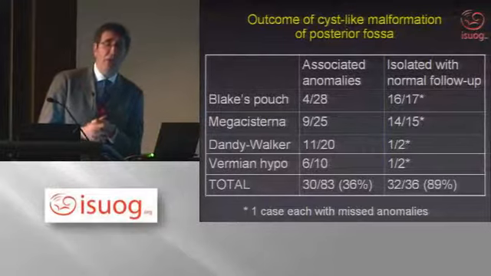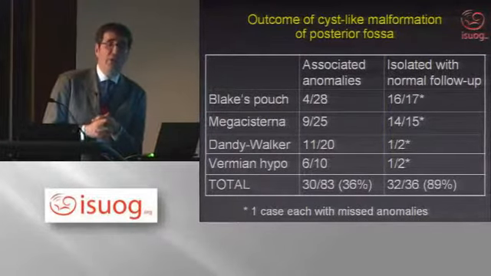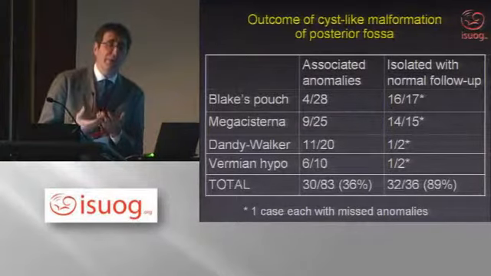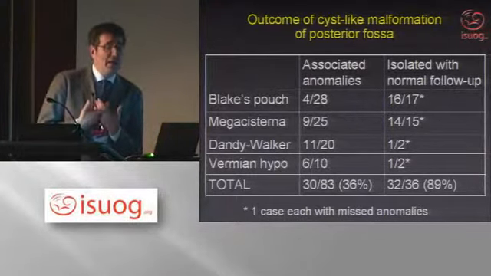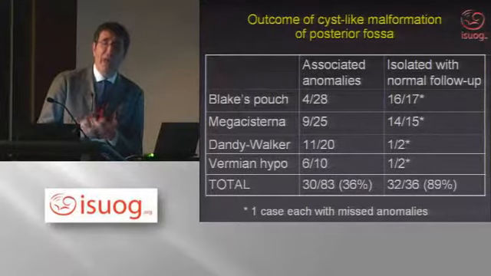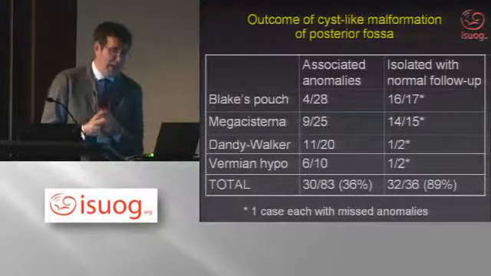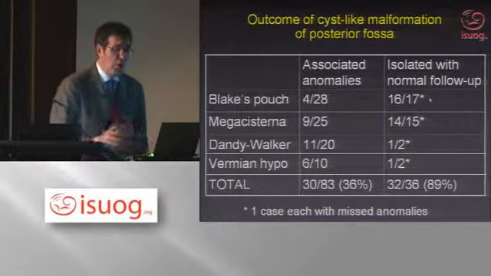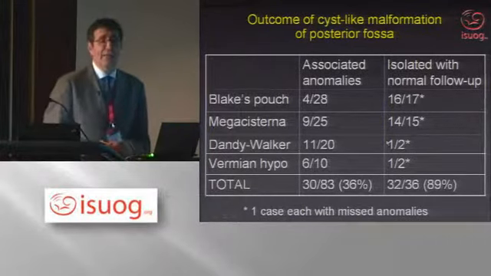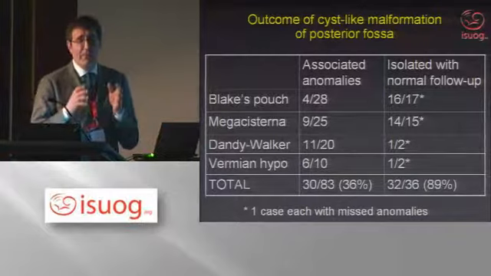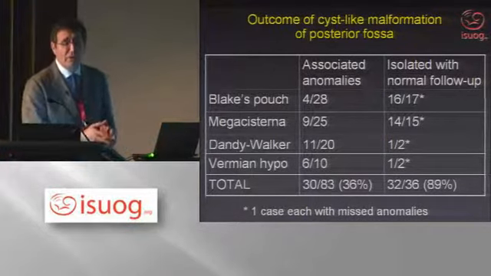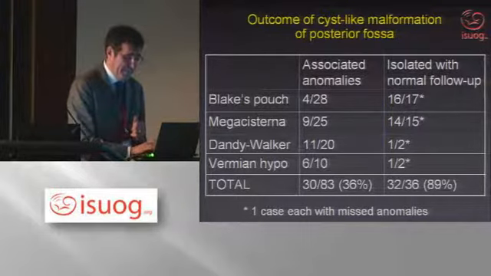And the infants that did not perform well were those in which there were problems that we could not spot antenatally. Because, of course, there is always the possibility that there is a complex situation or a syndrome that you will not see antenatally. But in general, as you can see, Blake's pouch cyst, they almost all do well. Megacisterna magna, they almost all do well. With the Dandy-Walker, usually they do poorly because they have other malformations, other problems, chromosomal aberration, ventriculomegaly, multiple anomalies.